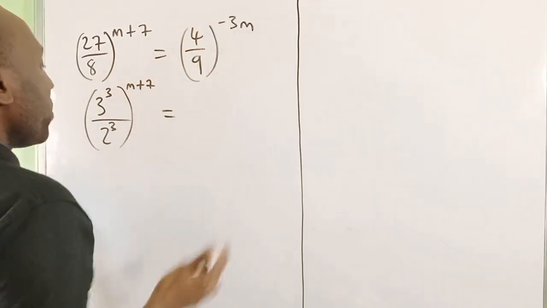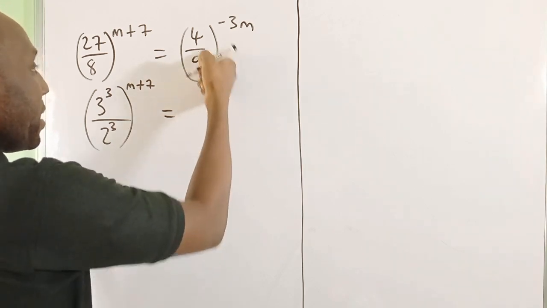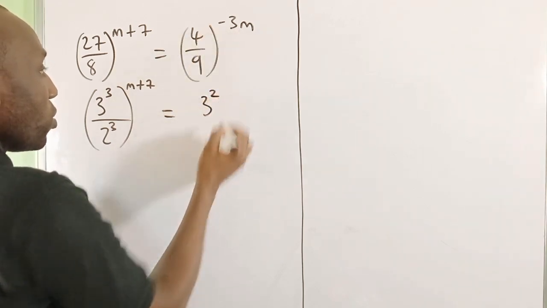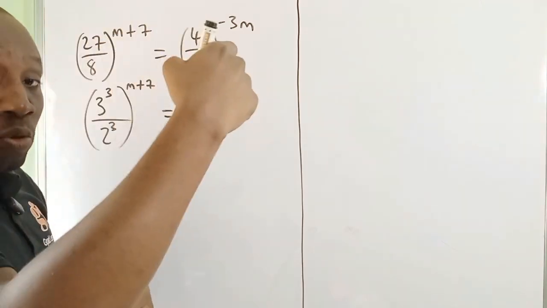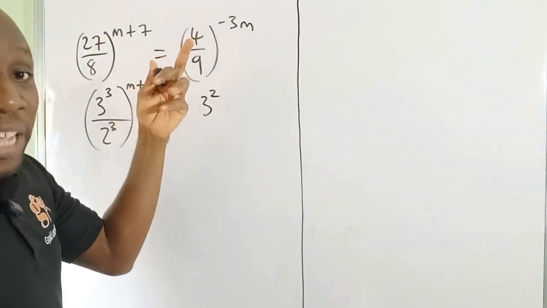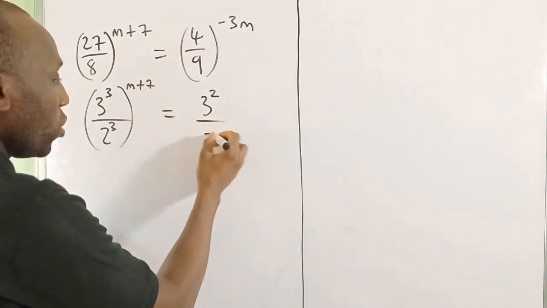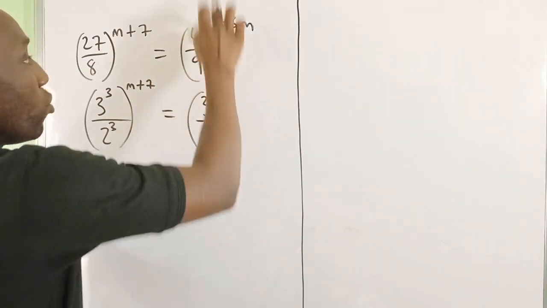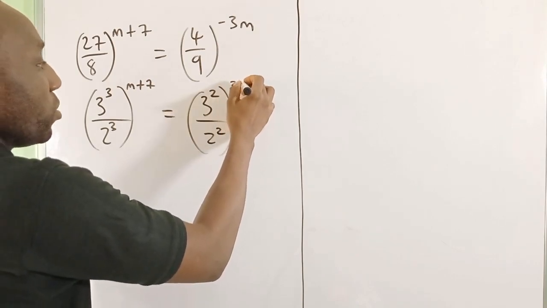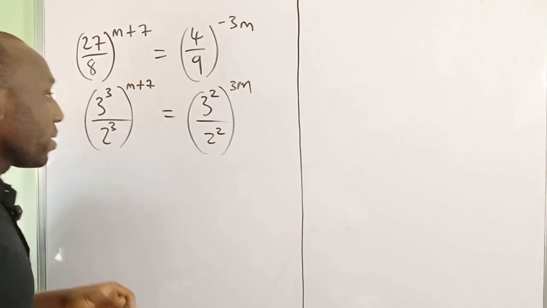So let's remove the negative sign and inverse this. It's going to be 3 raised to the power of 2. Remember, 9 is going to the numerator, while 4 is becoming the denominator. So that's 2 raised to the power of 2. Then you have to remove the negative sign. So this is 3m. I hope this is making sense.